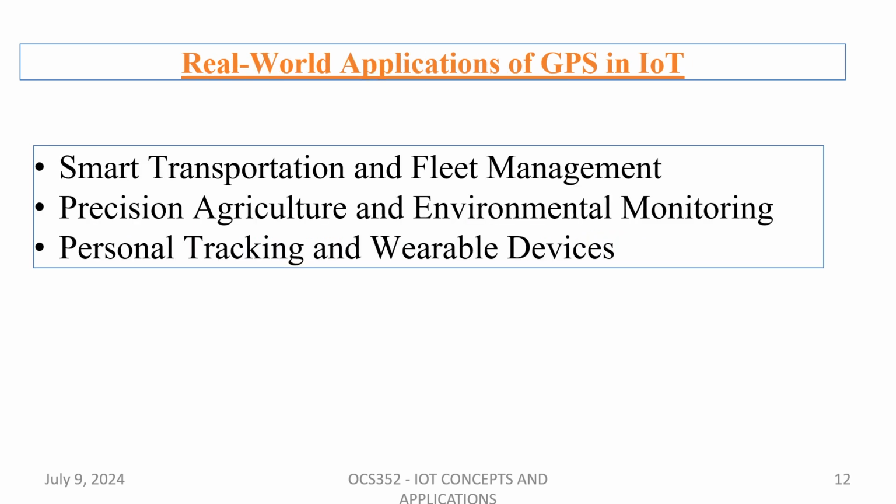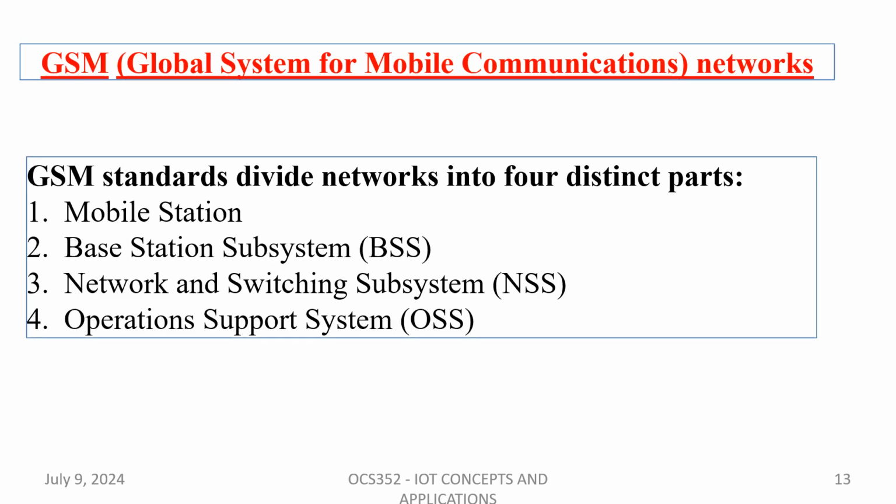Real world uses of GPS in IoT: smart transportation, fleet management, precision agriculture and environment monitoring, personal tracking, and wearable devices.